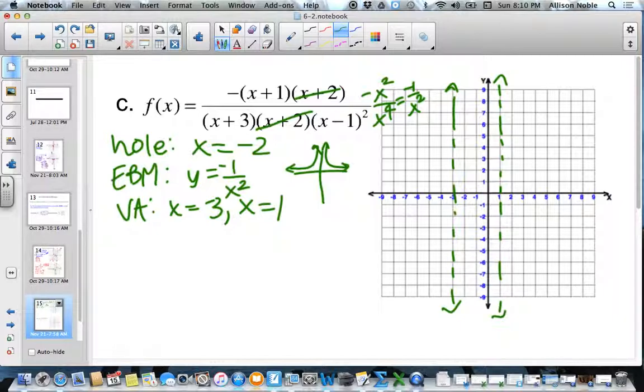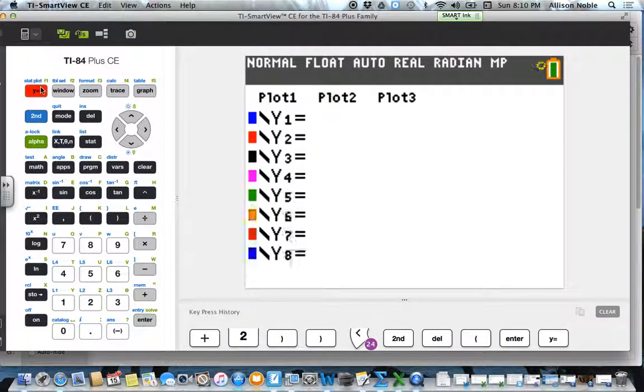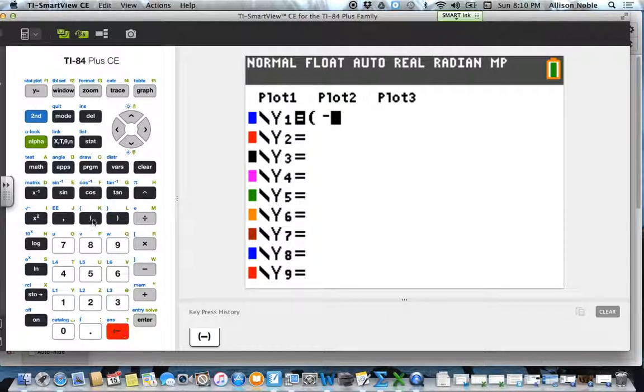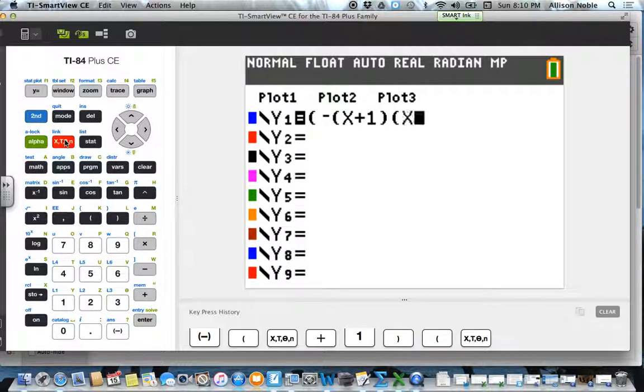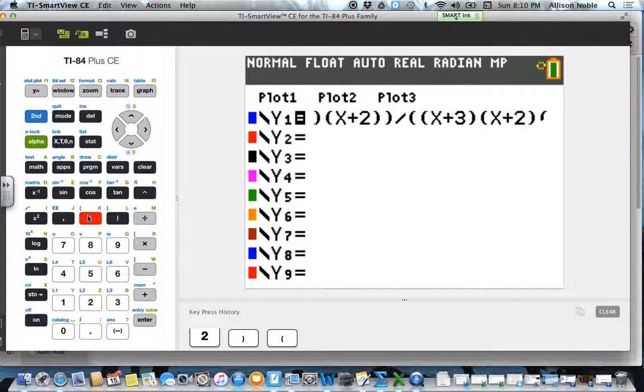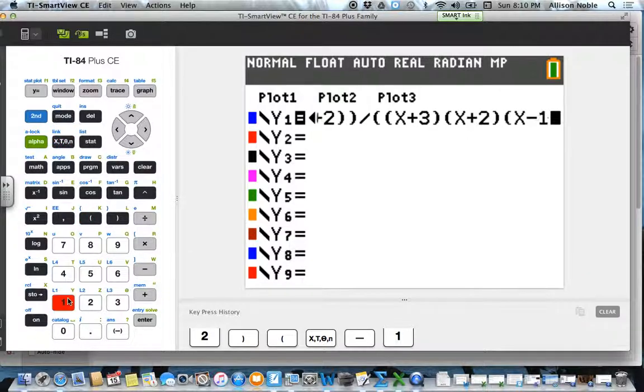Okay, so I'm going to go ahead and graph this on my calculator so you guys can see my thinking on that. So I'm going to go into my y equals. I'm going to be extremely careful how I enter this. And I'm going to put the numerator all in parentheses. So negative x plus 1 times x plus 2. And I'm going to put my whole original equation in there. Close parenthesis, divided by another parenthesis for the entire denominator. And I have x plus 3, x plus 2, and I have x minus 1 squared.